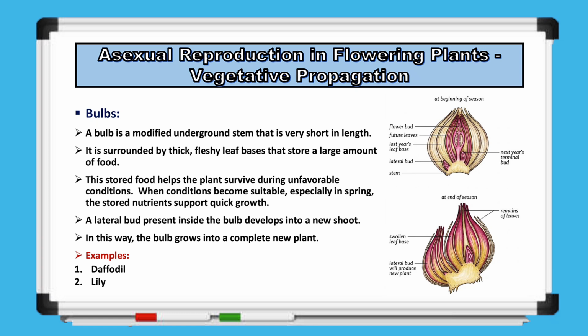As the diagram shows, the lateral buds of a lily bulb are the main structures involved in asexual reproduction. The lily bulb, which is a modified underground stem, stores food in its fleshy scale leaves, providing nutrients for the growth of new buds. These lateral buds develop into new genetically identical plants.